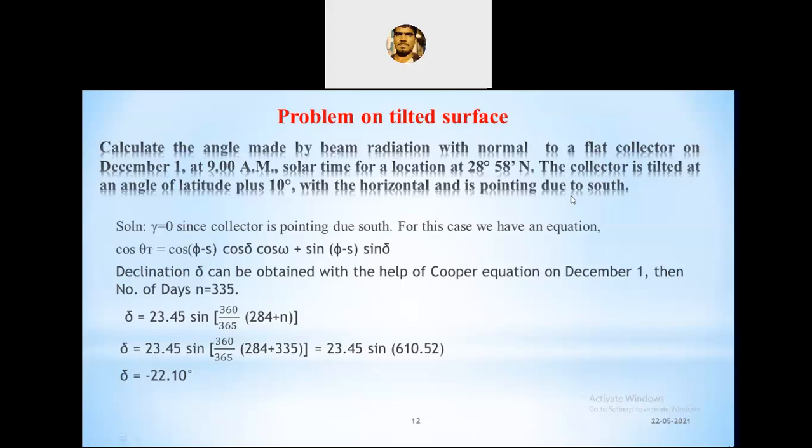Delta is the declination angle. For a particular day, I told you the declination varies from minus 23 degree 0.5 to plus 23 degree 0.5. It is different for different days. On some days it is minus 23, on some days it is 0, on some days it is plus 23. So throughout the year it is different.